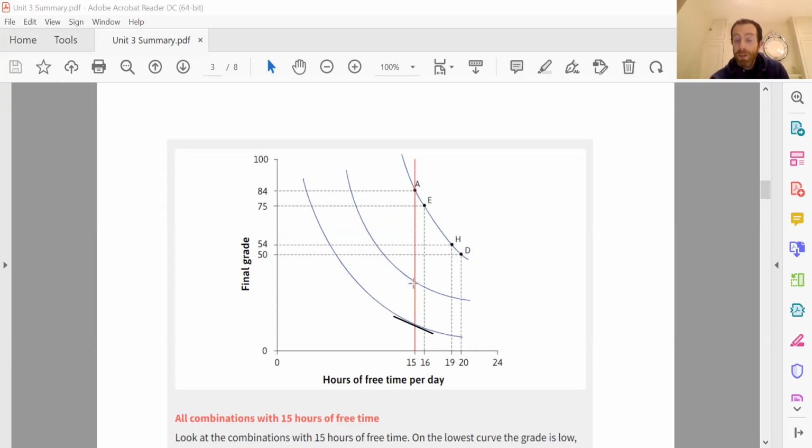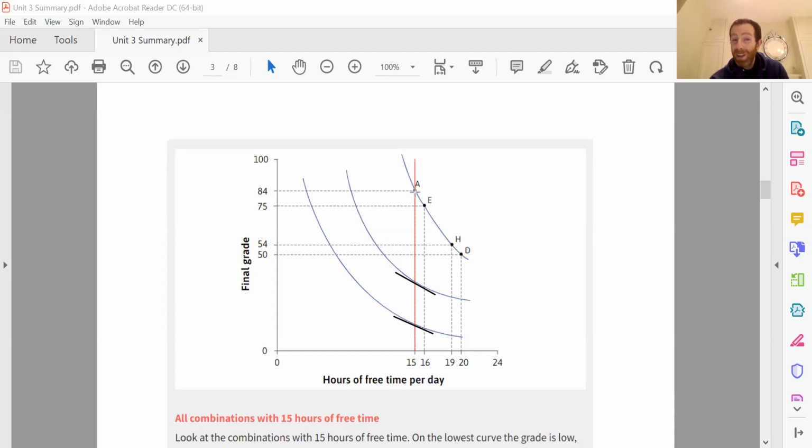Now we go up to this indifference curve, and you can see with this one, he's still got 15 hours of free time, but now he's got a higher grade. And now if you offer him 1 more, then the slope is slightly steeper. Because if you offer him 1 more hour of free time now, he'd be willing to sacrifice a bit more of his grade. So this higher indifference curve has a different marginal rate of substitution than this lower one at the same level of free time.